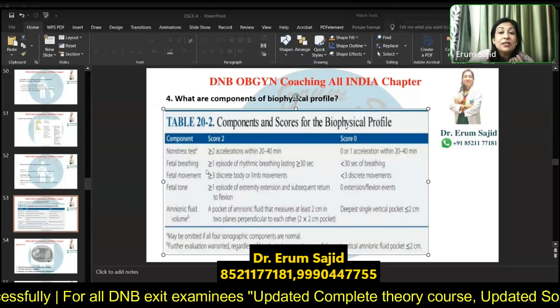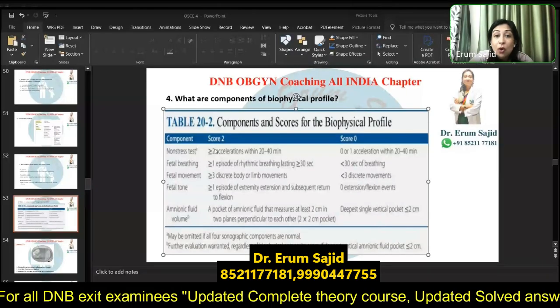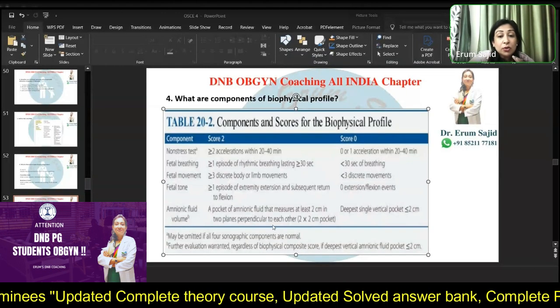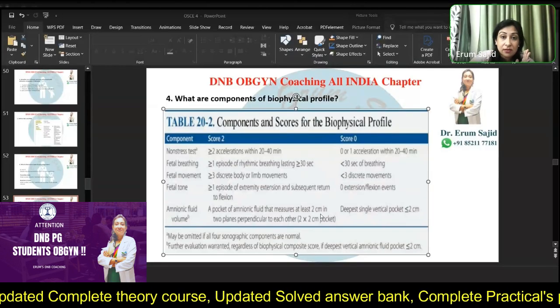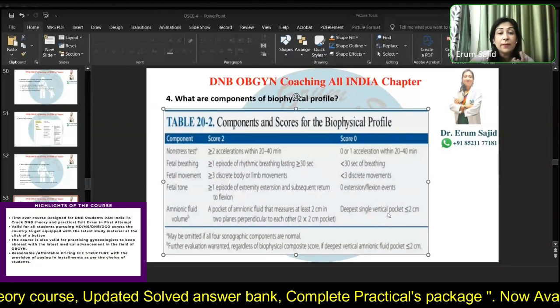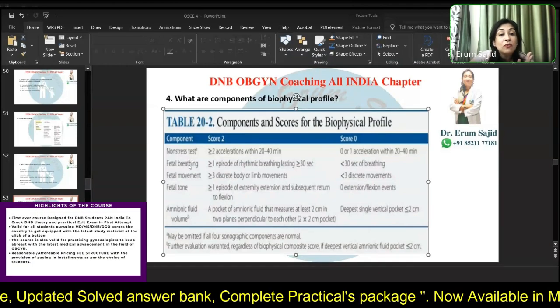So it should not be less than 2. So you have a score of 0 or you have a score of 2. Can you see that? If it is at least 2 or more than 2, it's fair enough. But if it's less than 2, the score is 0. There's nothing like 1. Okay. In the same way, fetal tone, fetal movement, and fetal breathing.